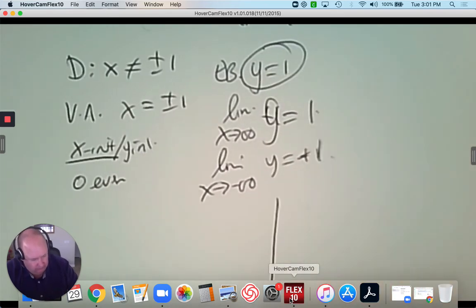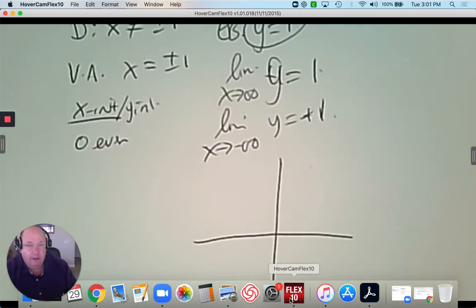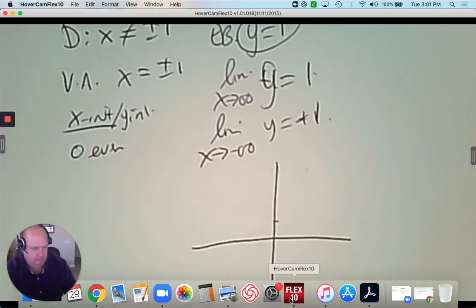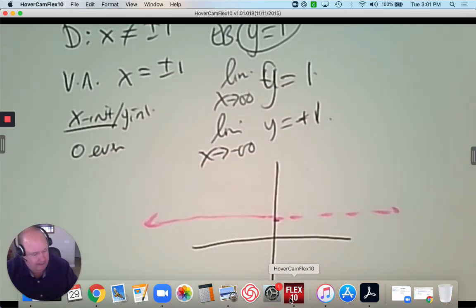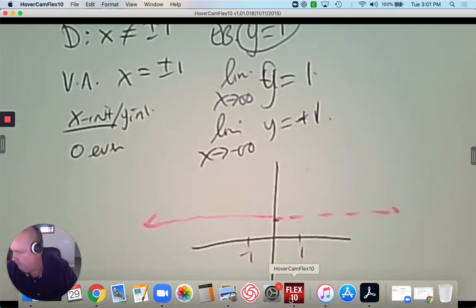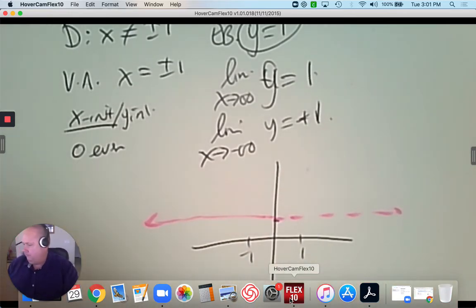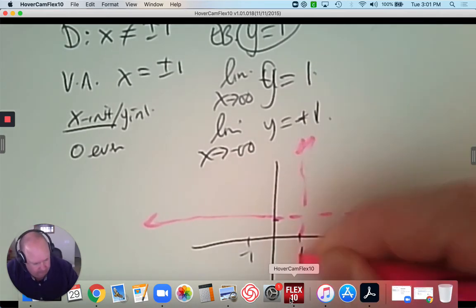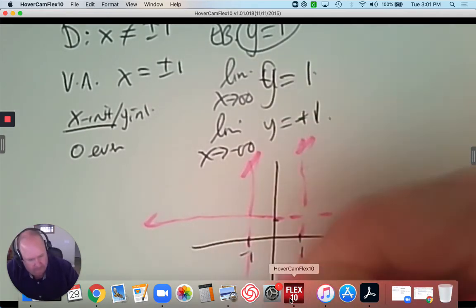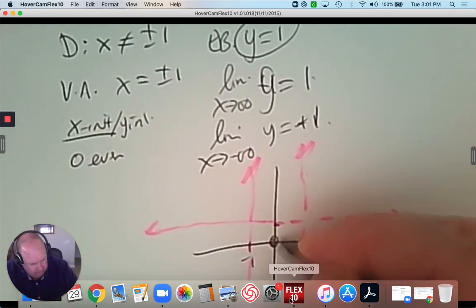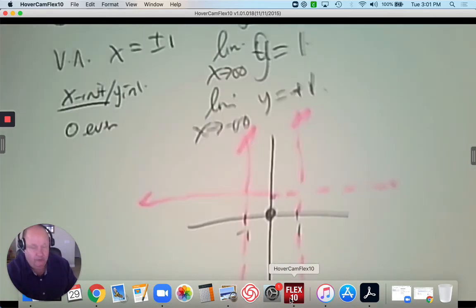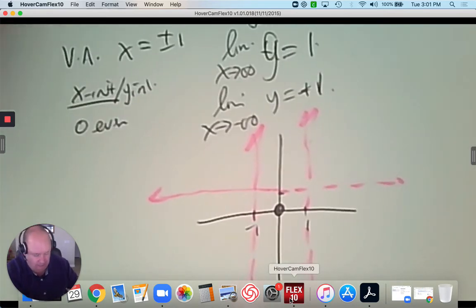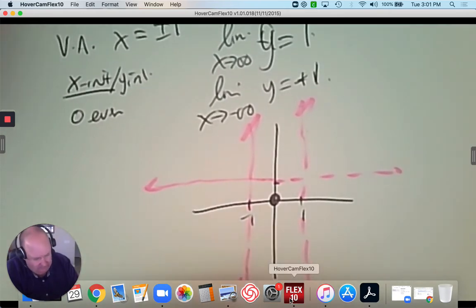So let's see what we have so far. So far we have y equals 1. And we have x equals 1 and negative 1. And we have an intercept at 0. Right there. So that's what we know so far using pre-calculus. Now for calculus, we need to take the derivative.